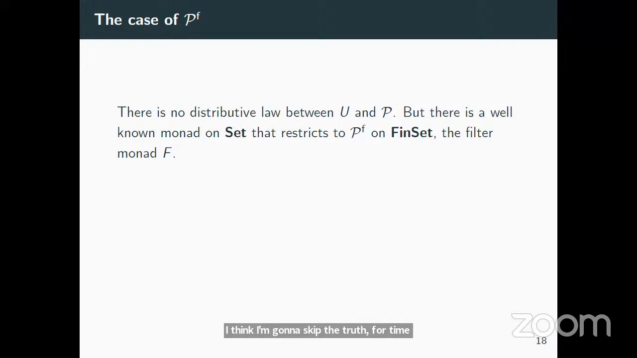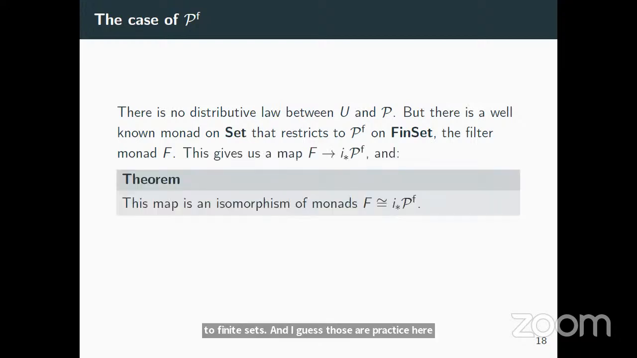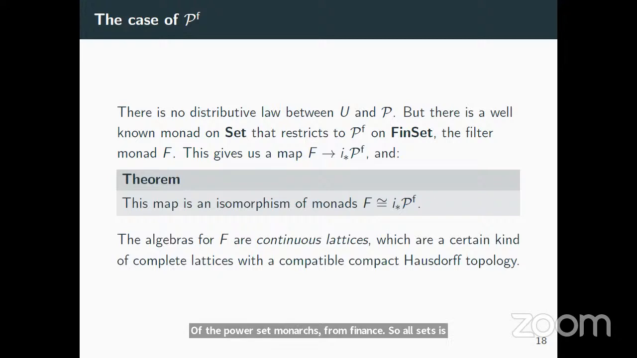Okay, so quickly for this other one, we're also talking about the power set monad, which is a finite set monad. There is a well-known monad on set that already restricts to finite sets, and that's the filter monad. No surprises here again: the extension of the power set monad from finite sets to all sets is this filter monad. A good clue for that is to look up what the algebras are. The algebras for the filter monad are continuous lattices, which are a certain kind of complete lattices that have a compatible compact topology. So they do combine those two.